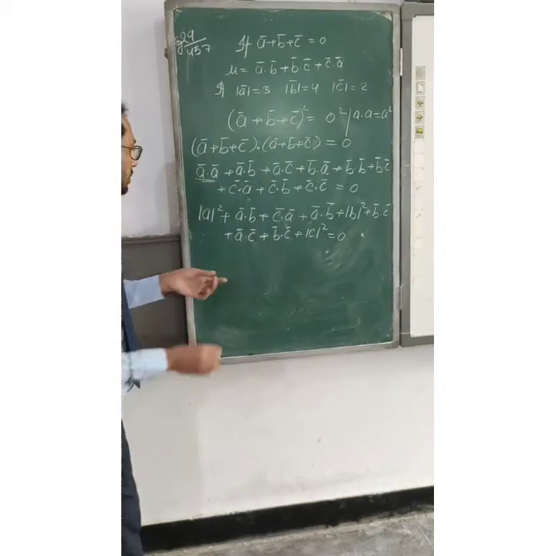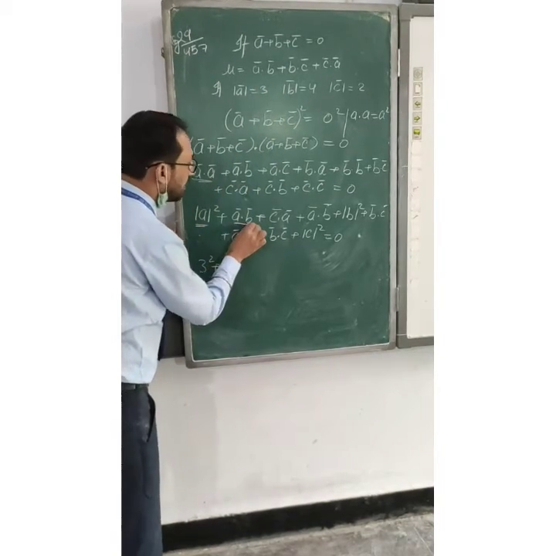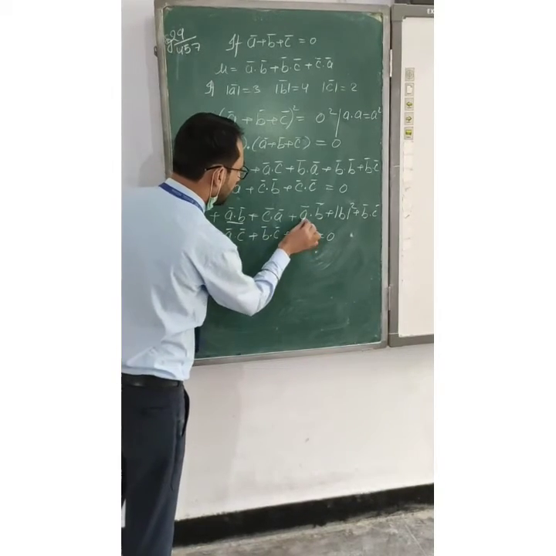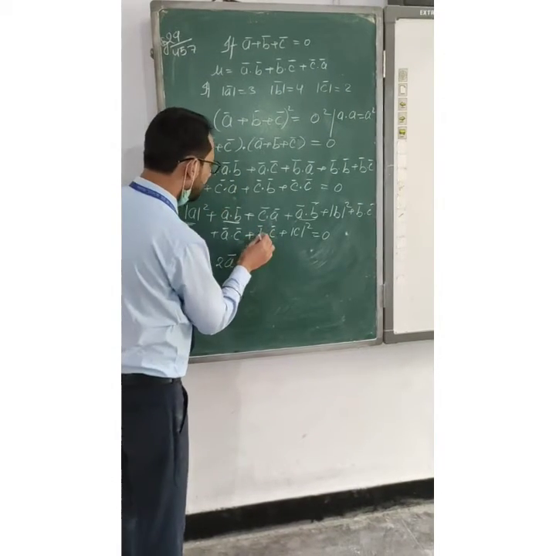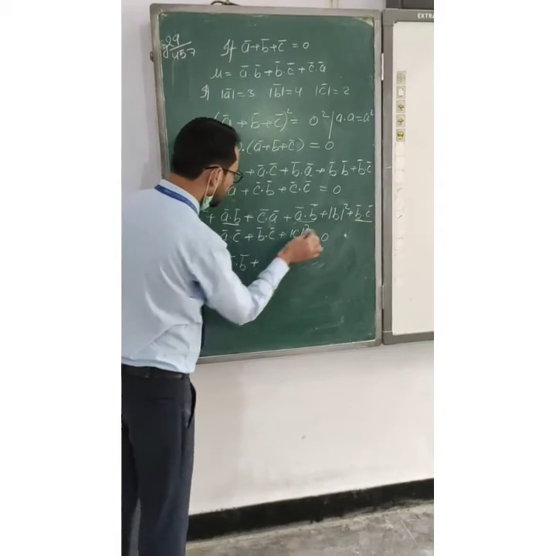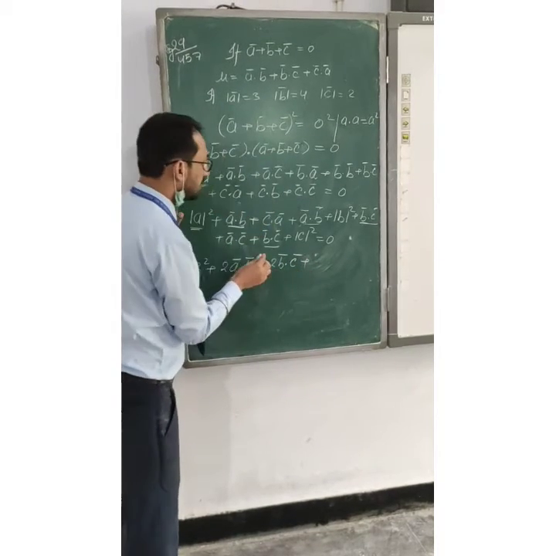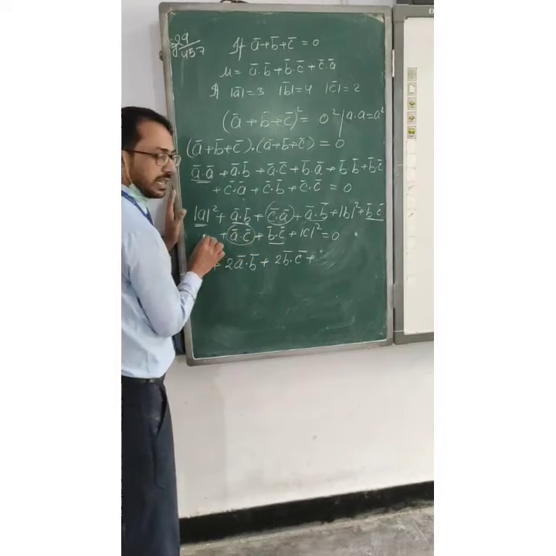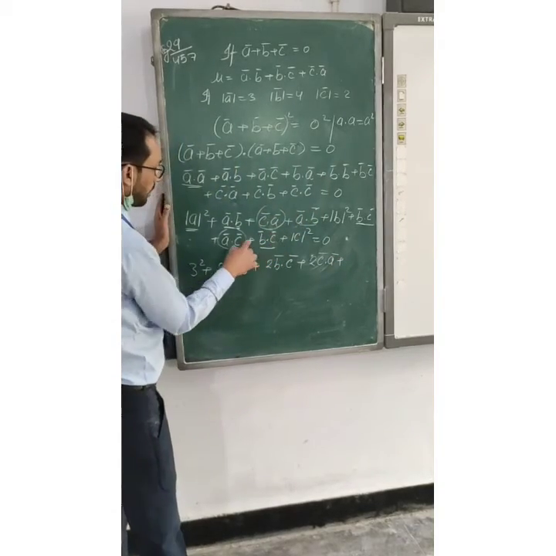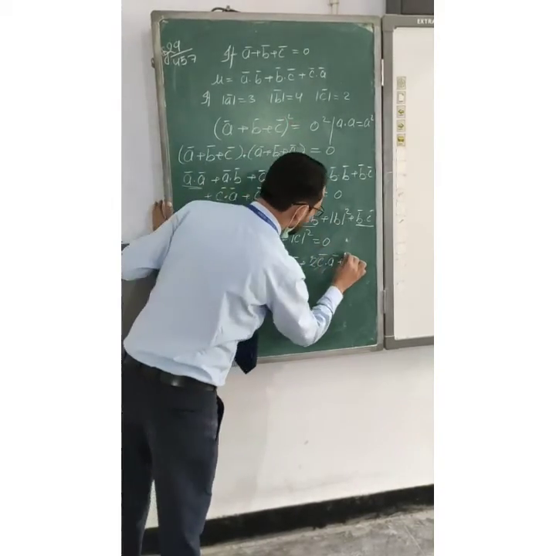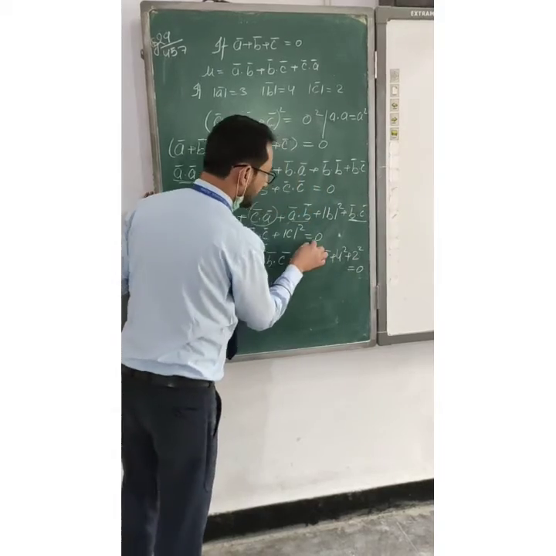Now we need to put in the values. Mod A is 3, so it will be 3 square, plus A dot B, which appears twice, so 2 times A dot B. Then B dot C, again 2 times B dot C. Last, C dot A, again 2 times C dot A. Plus mod B square, the value of B is 4, so it will be 4 square, plus mod C square, that is 2 square, equals 0. It is given as equal to 0.